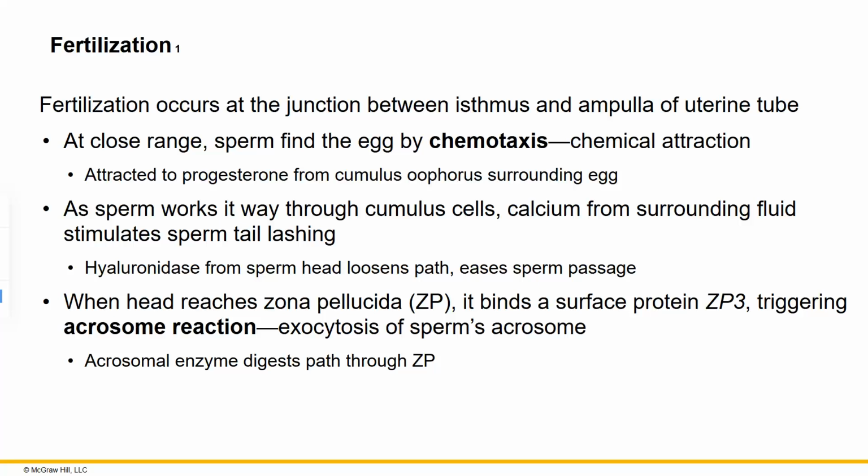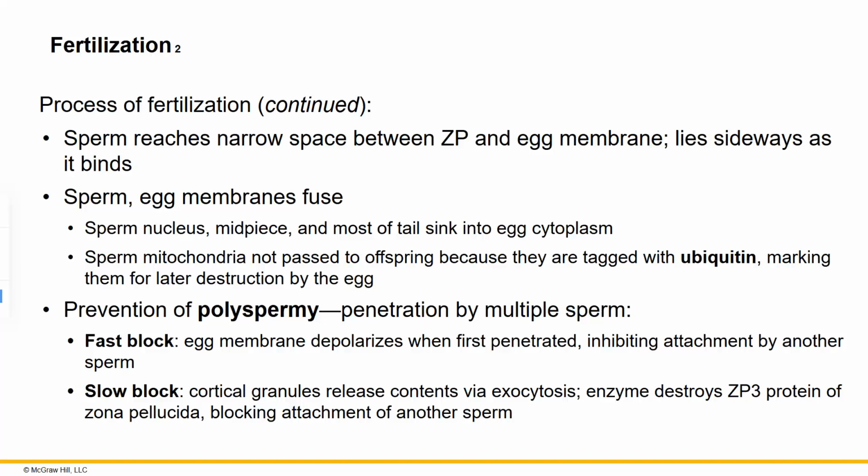When the head reaches the zona pellucida, it binds to the surface protein ZP3, triggering the acrosome reaction, exocytosis of the sperm's acrosome. The sperm then reaches the narrow space between the ZP and the egg membrane, and lies sideways as it binds. The sperm and egg membranes fuse, and the sperm nucleus, midpiece, and most of the tail sink into the egg cytoplasm. Sperm mitochondria are not passed to the offspring because they're tagged with ubiquitin, marking them for later destruction by the egg.